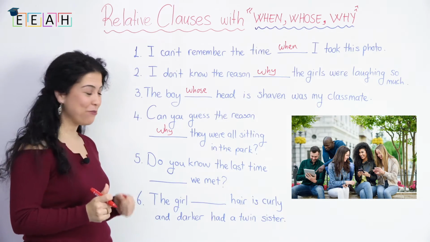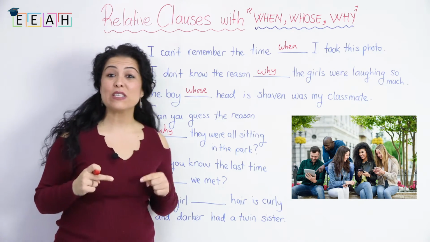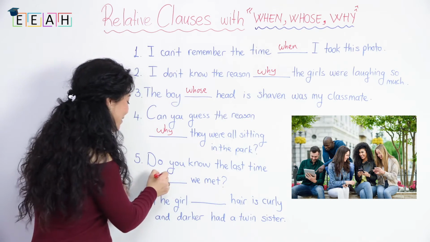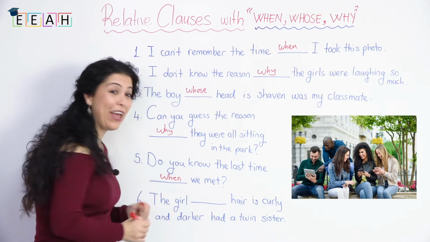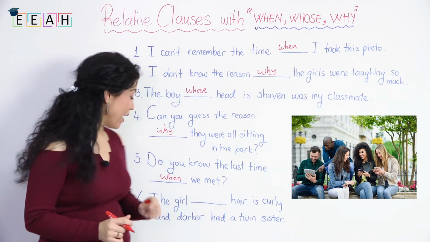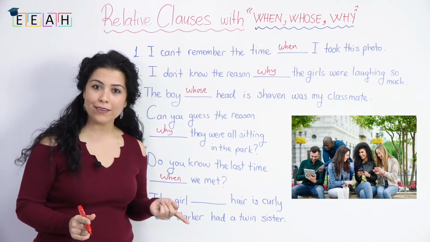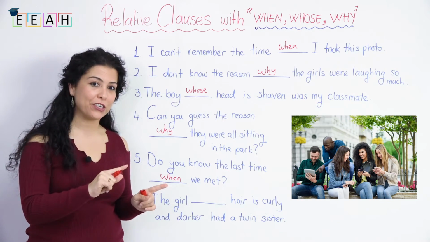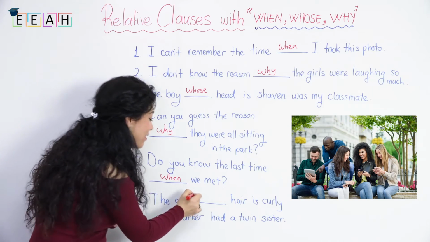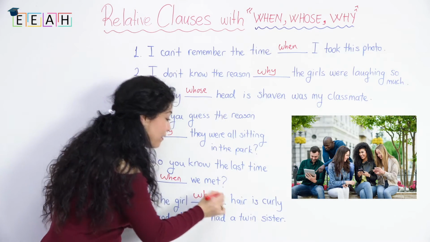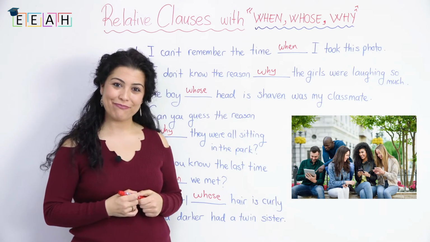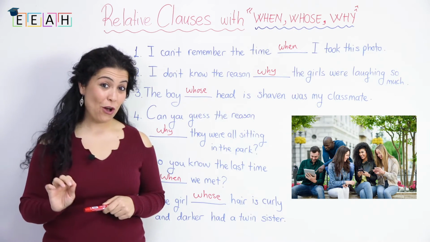Okay, number five. Do you know the last time when we met? Good. And the last example, the girl. Which one? The girl whose hair is curly and darker. Look, curly and darker. The girl whose hair is curly and darker had a twin sister. I remember. So, you have done a good job.